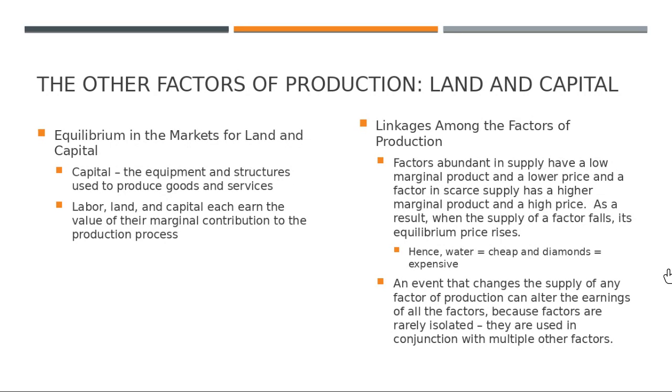An event that changes the supply of any factor of production can alter the earnings of all factors because factors are rarely isolated. They're used in conjunction with multiple other factors. So just to give you an example, if there's a labor boom, then that might mean the value of capital goes down if labor is capital replacing. Or it might mean the value of capital goes up because there's more labor to use said capital and be productive.